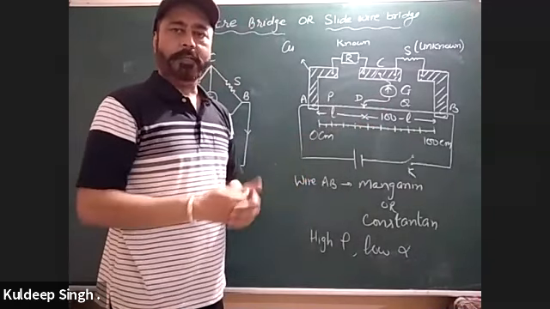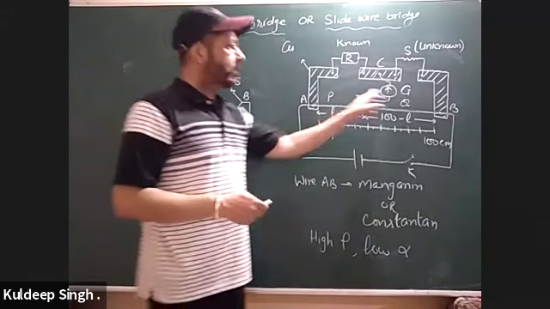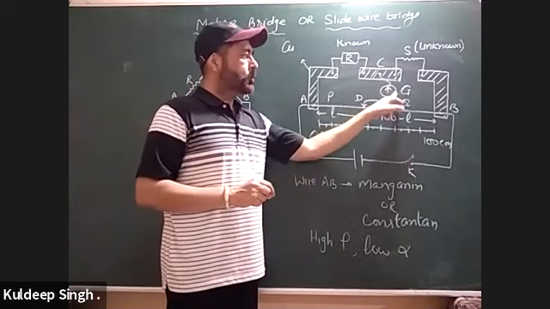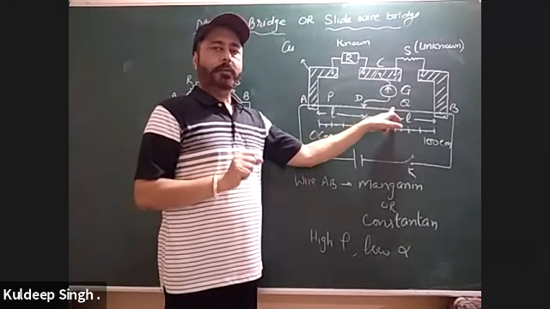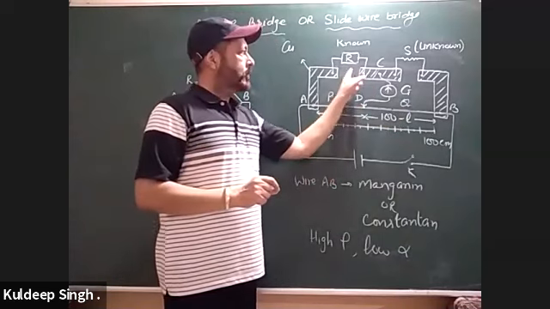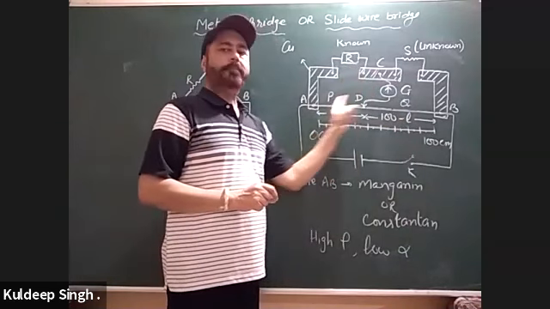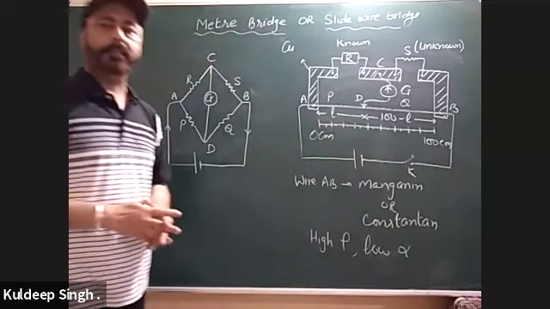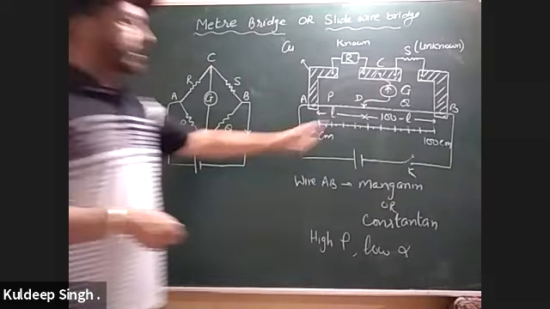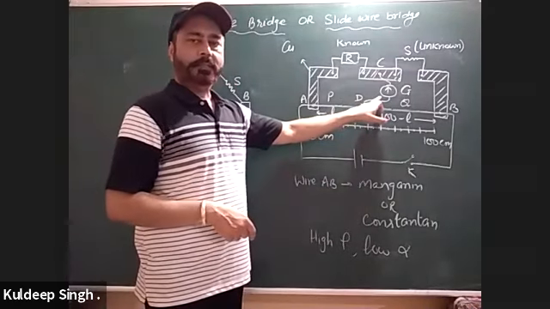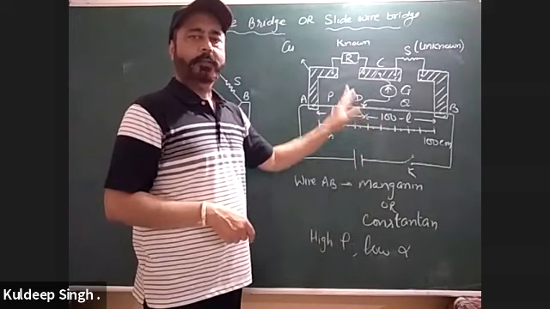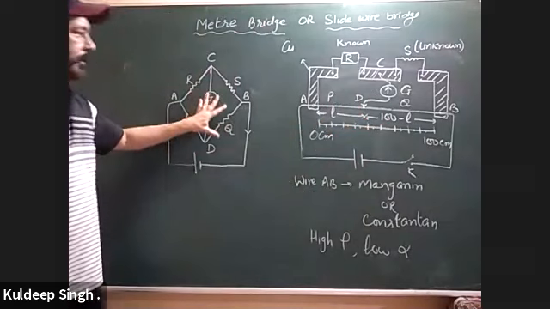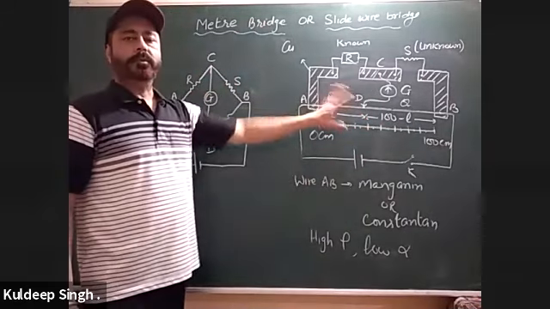Actually, we want to find out that point where the galvanometer shows zero deflection, because when there is no current in the galvanometer, under this condition, R by S will be equal to P by Q. And we want to use this meter bridge in the balanced state. The point where the galvanometer shows zero deflection, that point is called the null point. So in Wheatstone bridge and meter bridge, there is no difference.